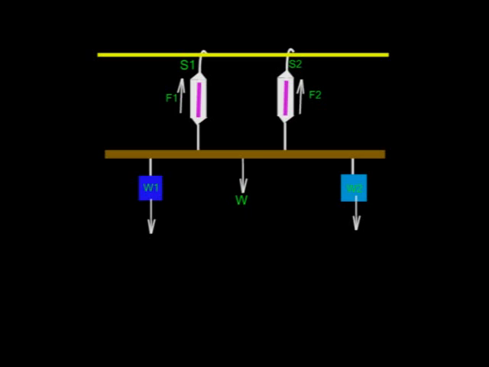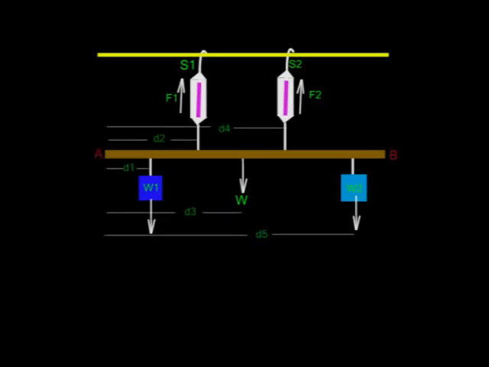Then we measure the distances of the weights W1, W and W2, S1 and S2 from any fixed point, and I want us to select from point A, one end of the meter rule. So we'll have D1, D2, D3, D4 and D5. Please notice the distances are measured from point A to a particular point of interest. Now you can record your observations in a table. I'm not going to do that for now.